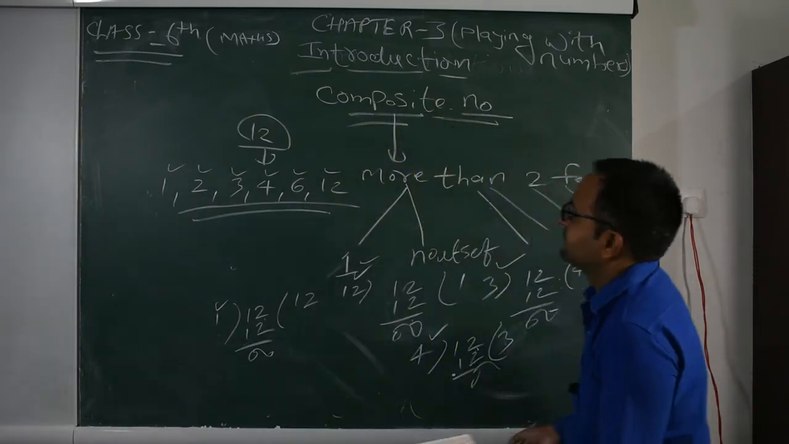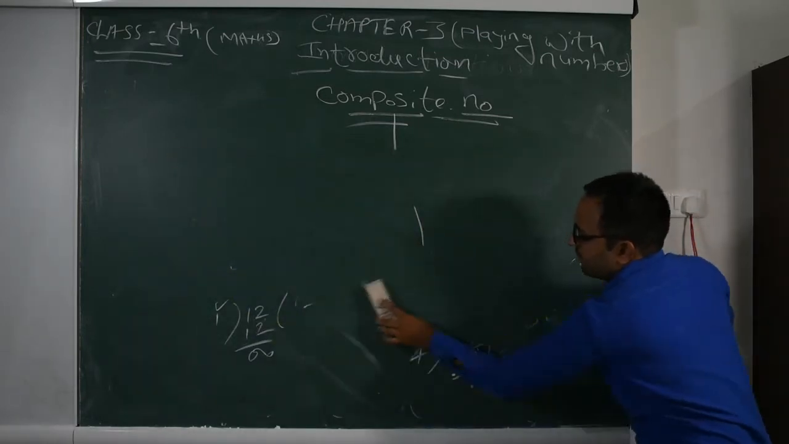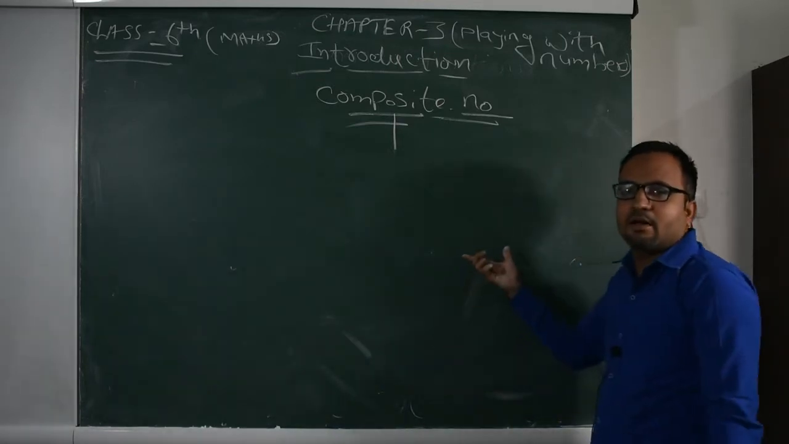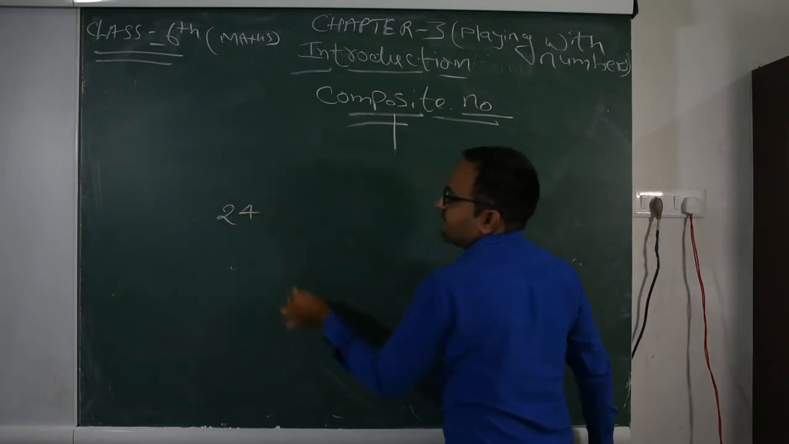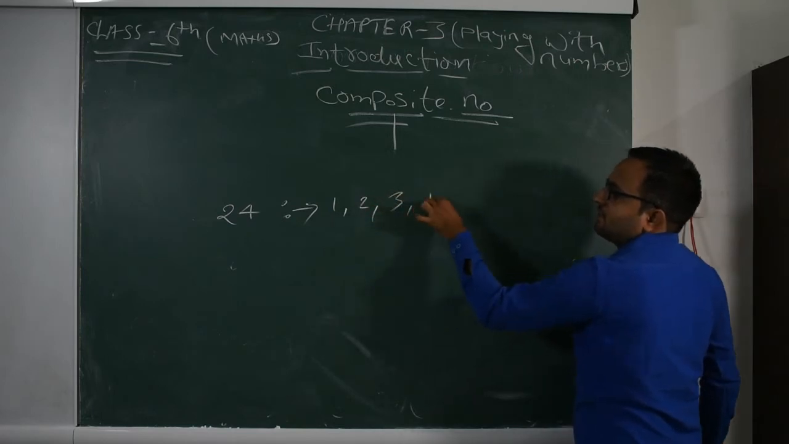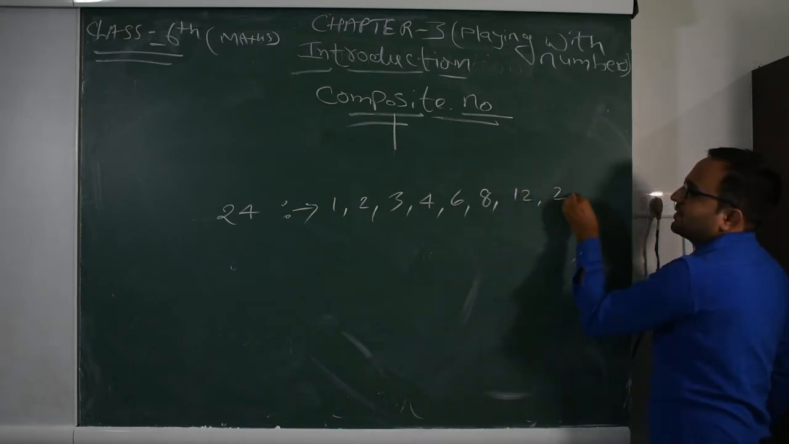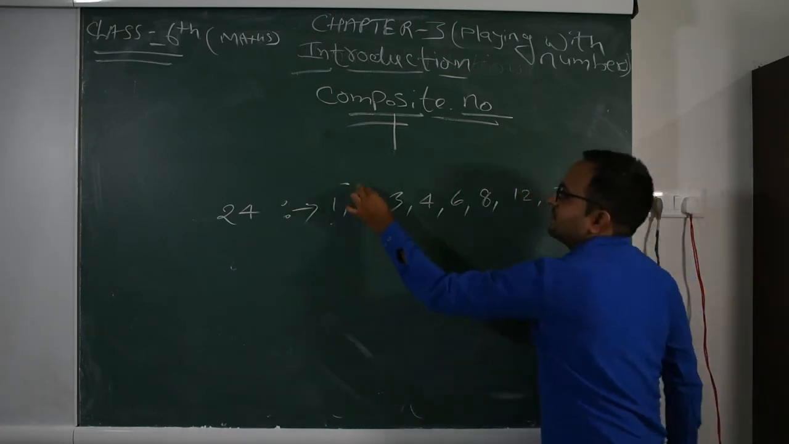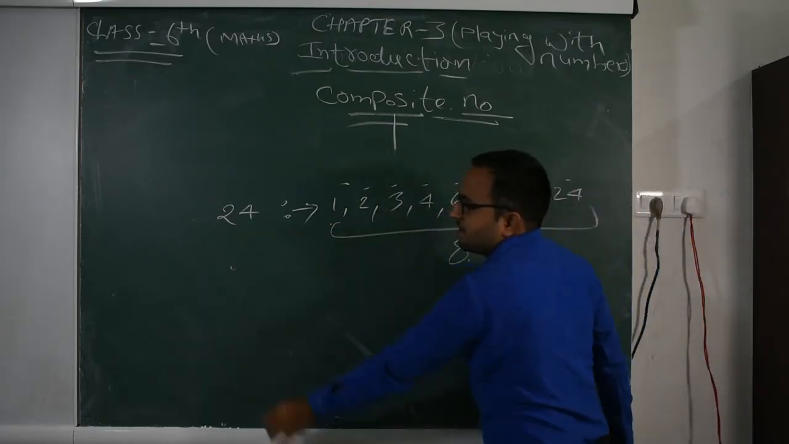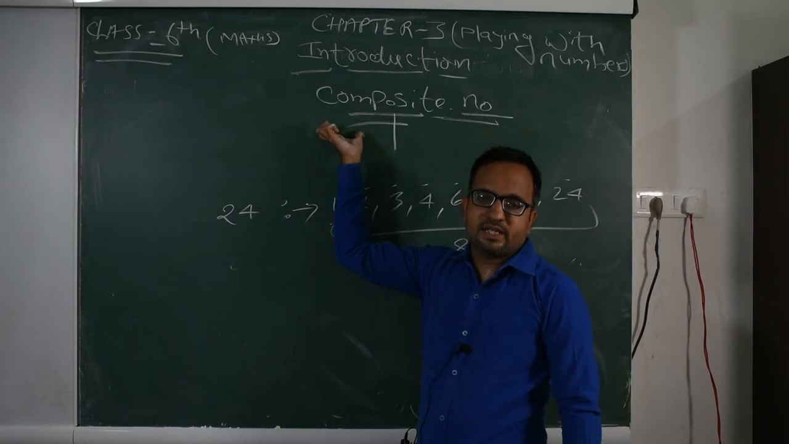We take another example. Now we take 24. We check whether 24 is a composite number or a prime number. The factors are 1, 2, 3, 4, 6, 8, 12 and 24. How many factors? 1, 2, 3, 4, 5, 6, 7, 8. So we have 8 factors of this number. Since 8 is more than 2, we call 24 a composite number.